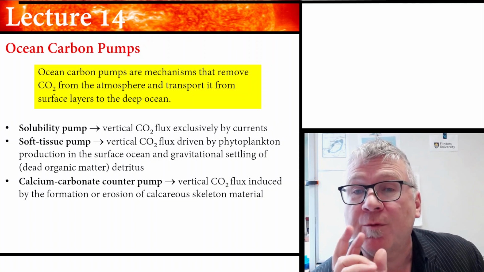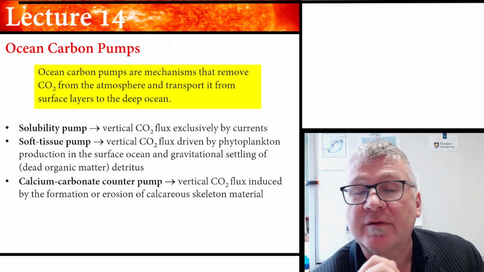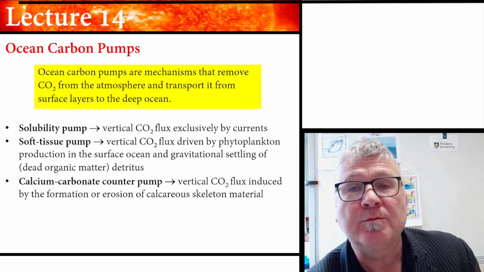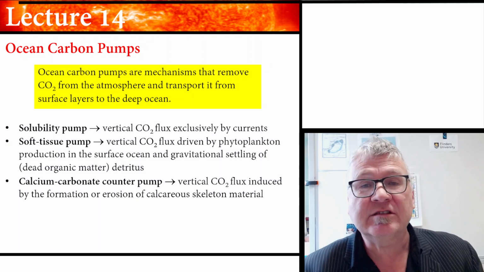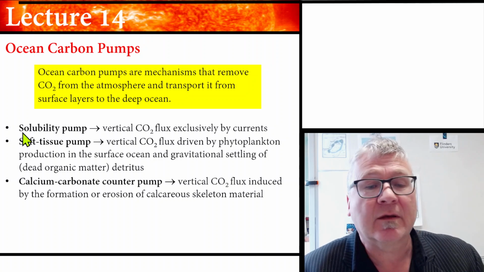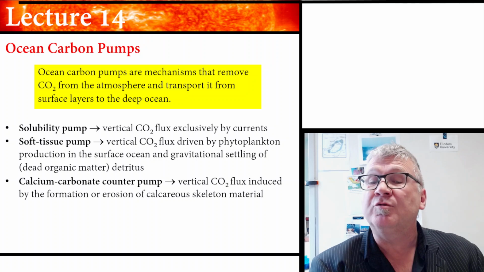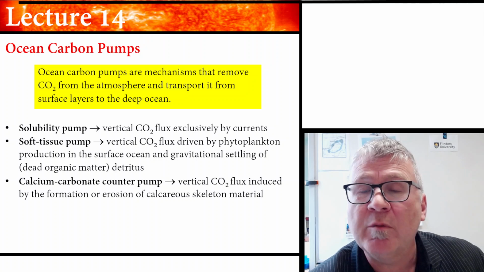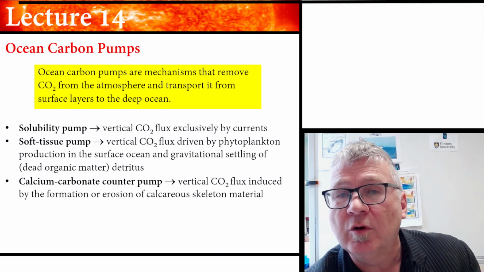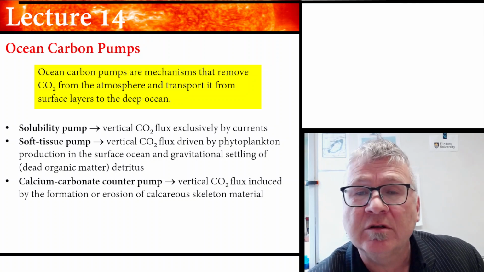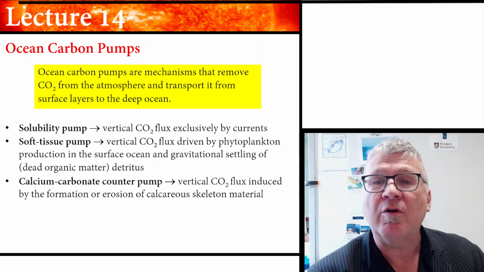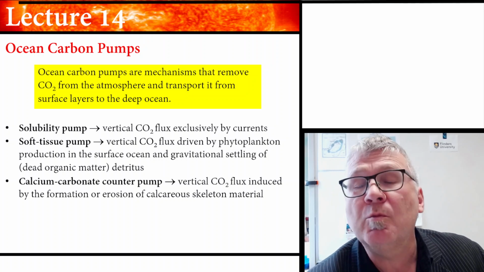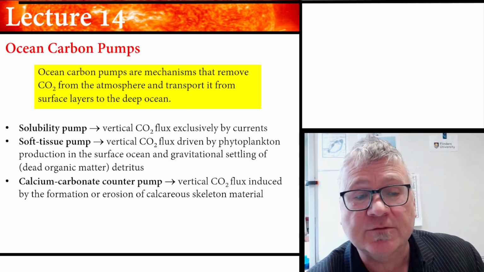There are three different mechanisms, three different pumps that can be attributed to different processes. The first one is called the solubility pump. It's the vertical CO2 flux exclusively by currents. You have a removal of CO2 from surface layers of the ocean by currents, such as the formation of deep and bottom water and the deep circulation in the ocean.